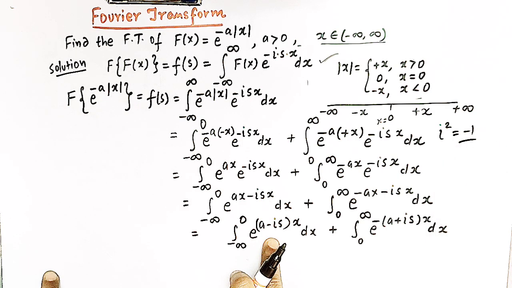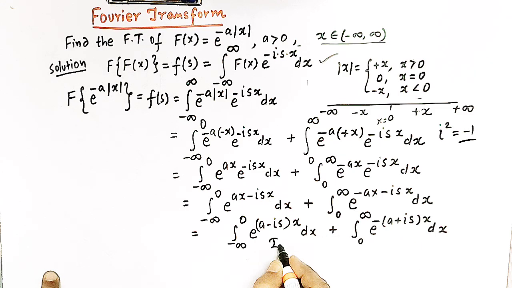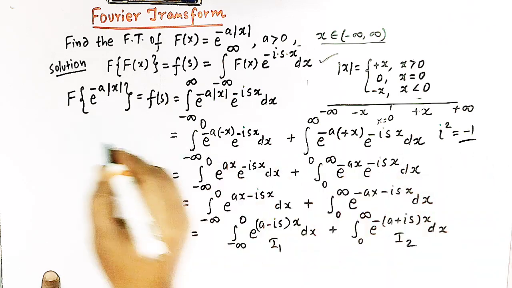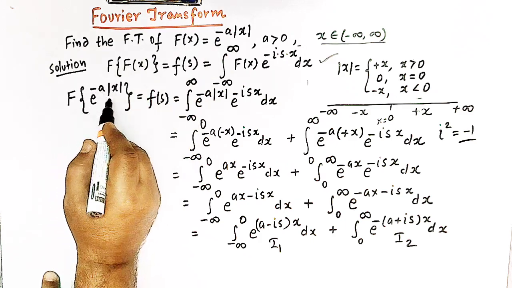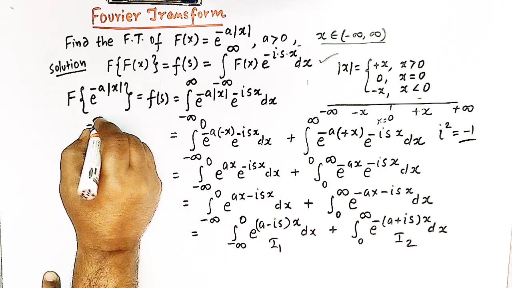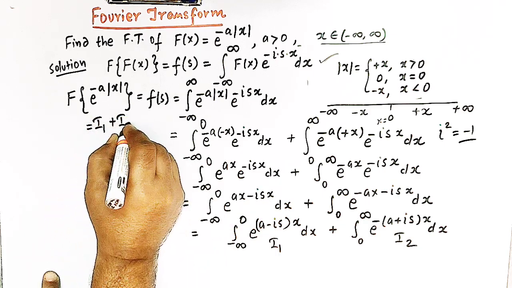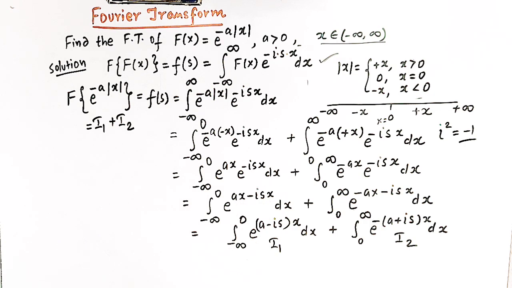So now we have to find out the values of these two integrals. Let us call this integral I1 and this integral I2, right? So the Fourier transform of e raised to minus a times mod of x is given by the sum of these two integrals I1 and I2. Let us separately find the values of I1 and I2 using the method of substitution.